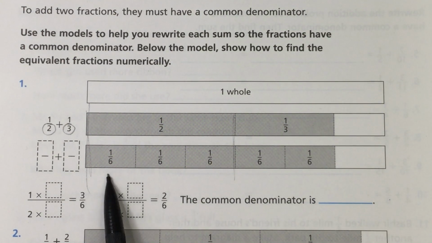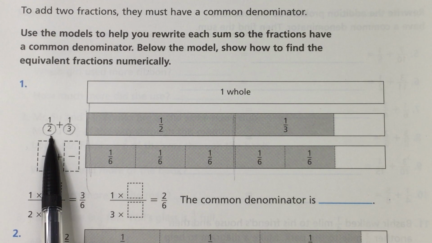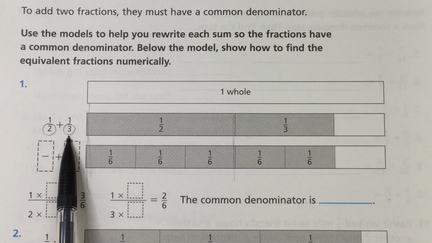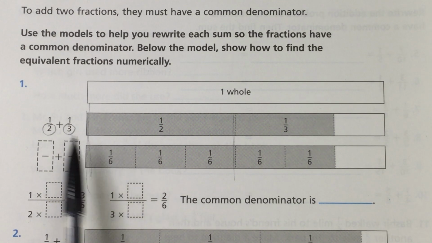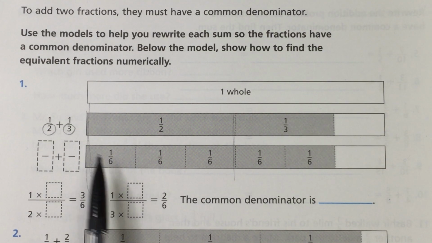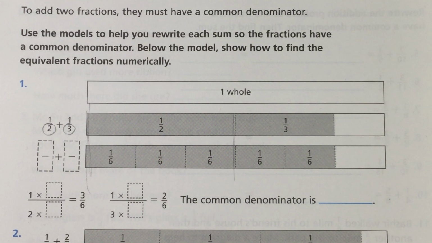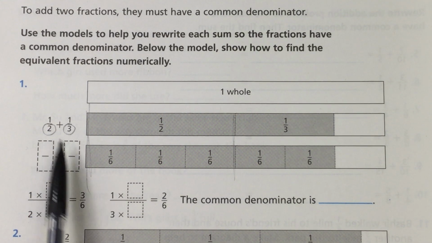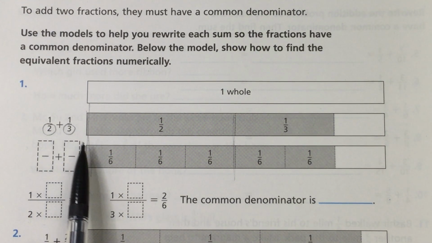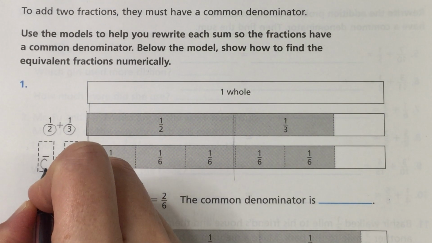How did they know to make 1/6 down here though? Do you guys know? They knew it because they could see that both 2 and 3 go into 6. 2 and 3 are both factors of 6. That's why it worked. So they knew they could multiply to get to 6 for both of these. So what would you multiply 2 by to get to 6? 2 times what equals 6? Okay, 2 times 3. All right, so we'll put the 6 in here.